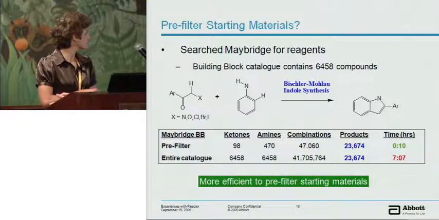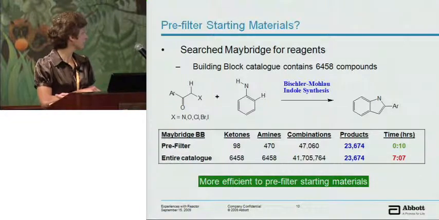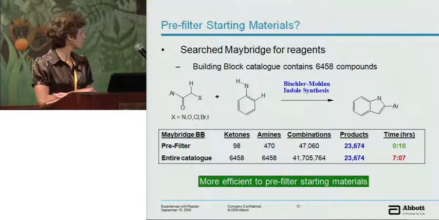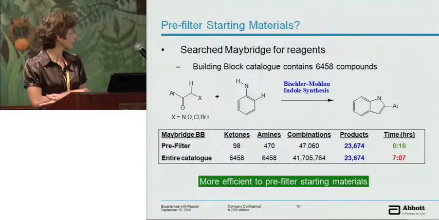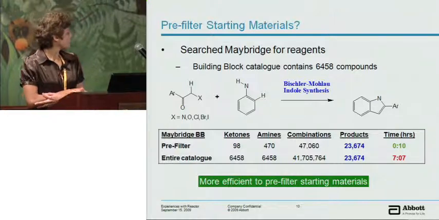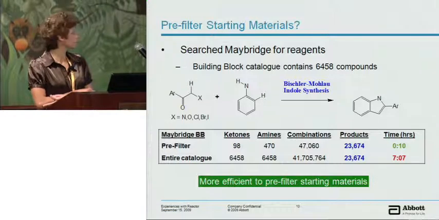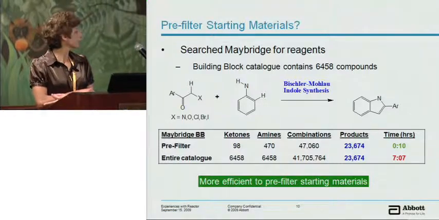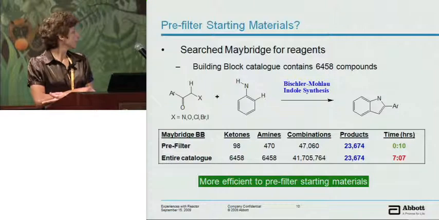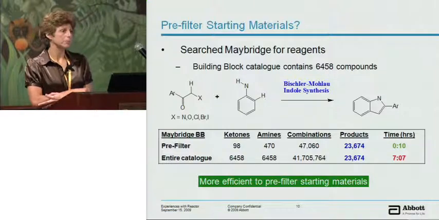In the first case, I actually searched using these queries for the appropriate starting materials. So I have 98 ketones reacting with 470 amines. We do 47,000 different combinations, get 23,000 chemically feasible products. The whole thing took about 10 minutes in Pipeline Pilot.